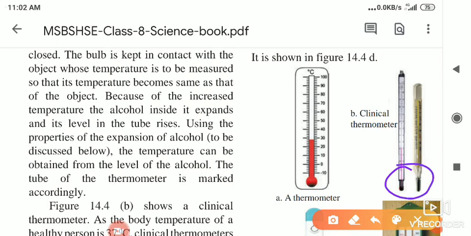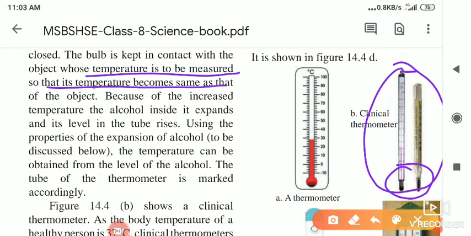If you see this, the doctor is putting this bulb into the mouth if it is a small child, and otherwise he is keeping it under the shoulder, to check the temperature. Our temperature is measured by using this clinical thermometer. If you have a temperature, we know from these readings how much temperature we have. The temperature of the bulb becomes the same as that of the object, meaning how much is my temperature, that much is shown by this thermometer.